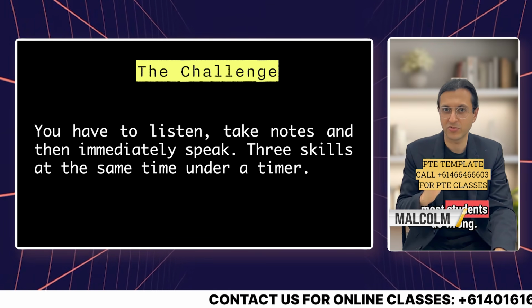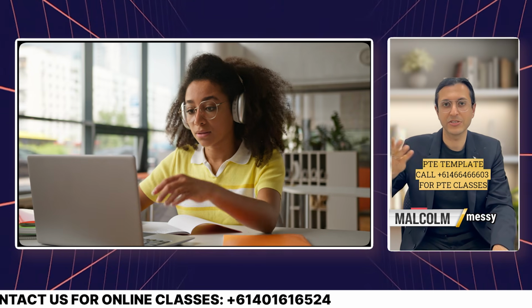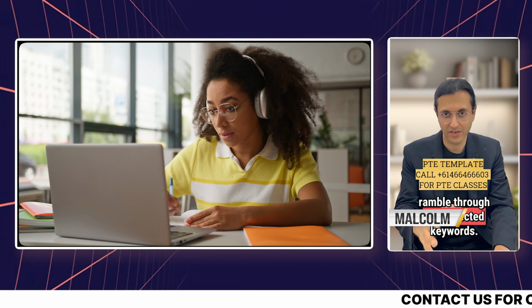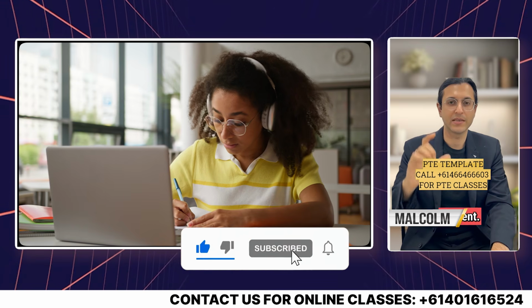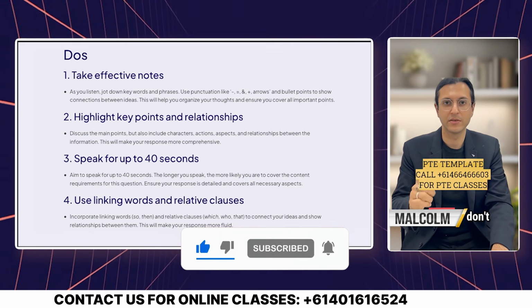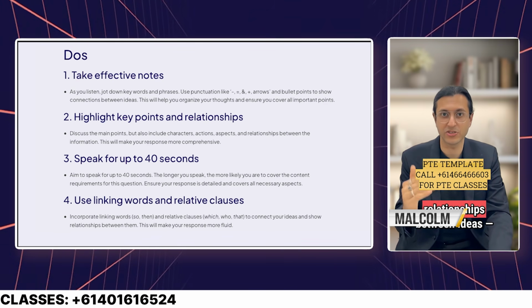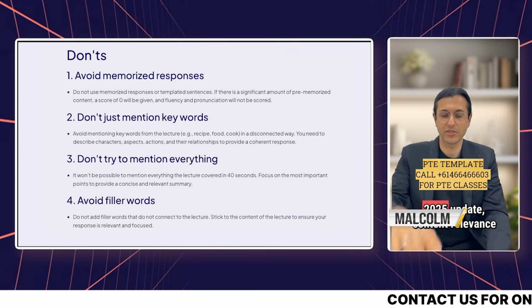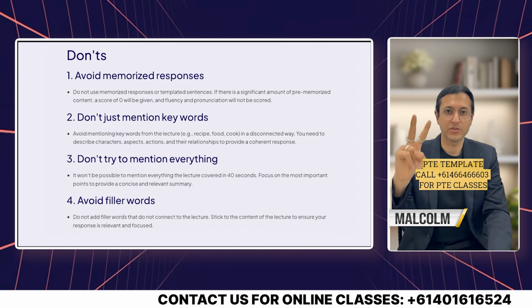Now here is what most students do wrong. They try to write everything they hear. They end up with 6 lines of messy notes. They can't read, panic in the 10-second prep window, and then either go silent or ramble through unconnected keywords. Both of those outcomes score close to 0 in content. Pearson's own official guidance is clear. Don't just list keywords. The scorer needs to hear characters, actions, and relationships between ideas, not a word salad. And after the August 2025 update, content relevance is checked even more strictly with human oversight on this task.